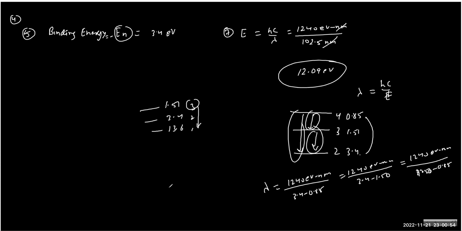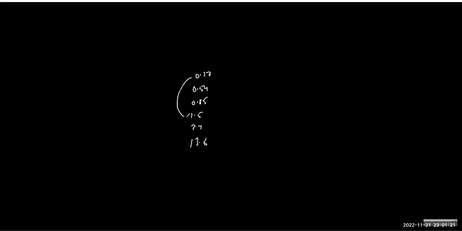So by writing the energy diagram, you can get the answer directly, isn't it? So 1.13 eV, where to where? 6 to 3. So you can start from 13.6, 3.4, 1.5, 0.85, then 0.54, then 0.37, right? So it is 6 to 3 directly. I can see the value. Okay, so that is done.